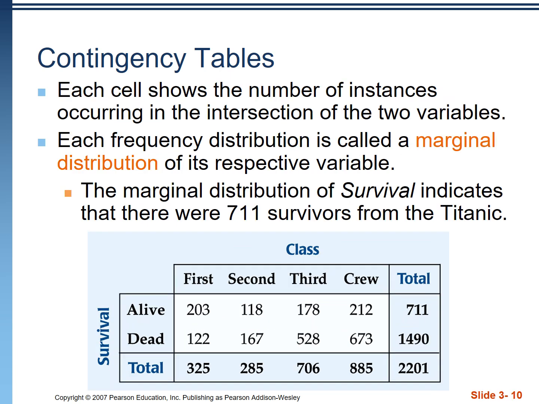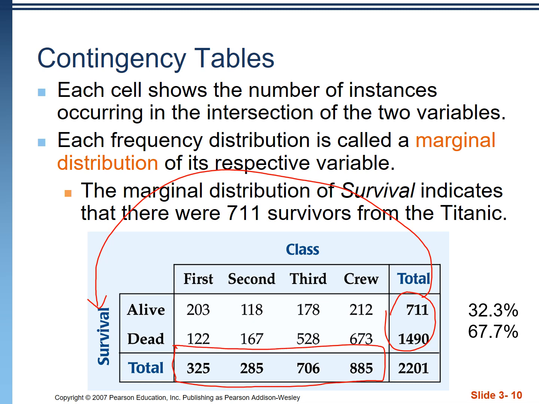A marginal distribution is another one of these terms that has a hint in the name. A marginal distribution is referring to the distribution along the margins. So the 711 and the 1490 is the marginal distribution of survival. So 711 passengers died, 1,490 passengers survived. We can switch both of those to percentages and we get their relative percentages. If we looked at these numbers across the bottom here, that would be the marginal distribution of passenger class.